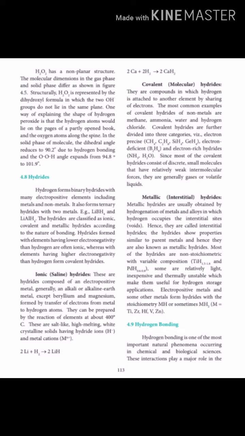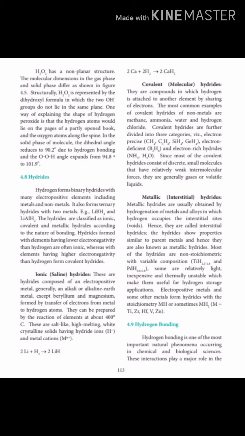Then covalent or molecular hydrides. These are compounds in which hydrogen is attached to other elements by sharing of electrons. The most common examples of covalent hydrides of non-metals are methane, ammonia, water, and hydrogen chloride. Covalent hydrides are further divided into three categories: electron precise, electron deficient, and electron rich hydrides. Examples.